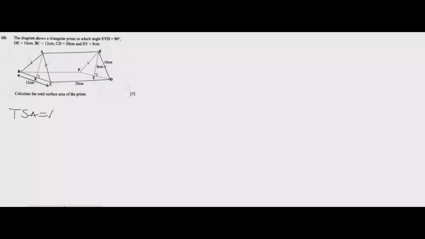So we say the area of triangle ABC plus, then we focus on this area. This area we call area ACDE. Then plus, we focus on this other side, the triangle. That triangle we call DEF, plus DEF.